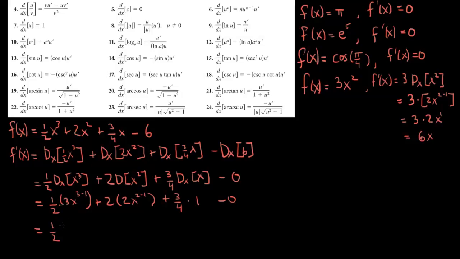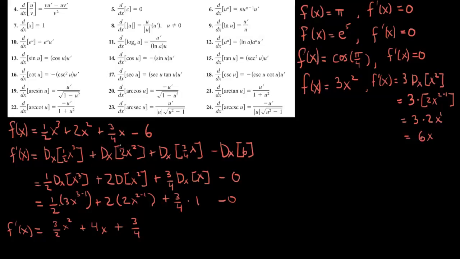So we have 1/2 times 3x. Oh, let's do a little more simplification. Let's not do a whole other line. Okay? We have 1/2 times 3, that's 3 halves. We have x to the 3 minus 1 power, so x squared. Plus, okay, we have 2 times 2, so that's 4, times x raised to the 2 minus 1 power, or just x to the first power. Then we have plus 3/4 times 1, so 3/4. Minus 0, so there we are. There is our derivative.